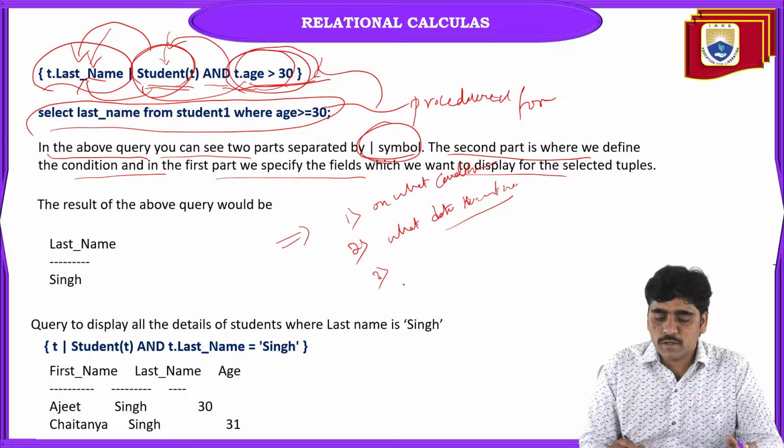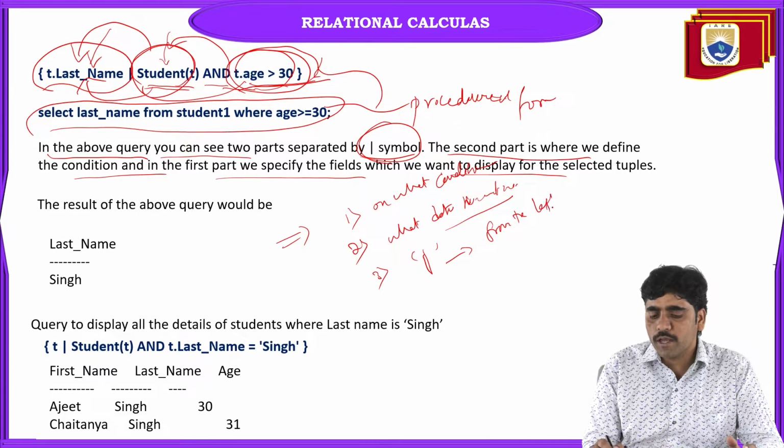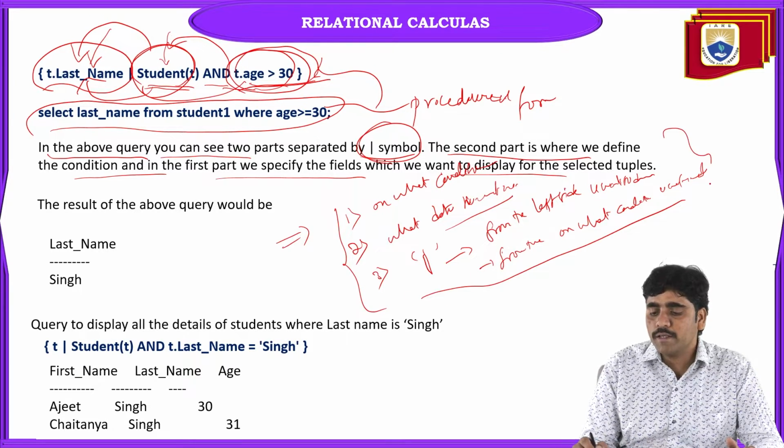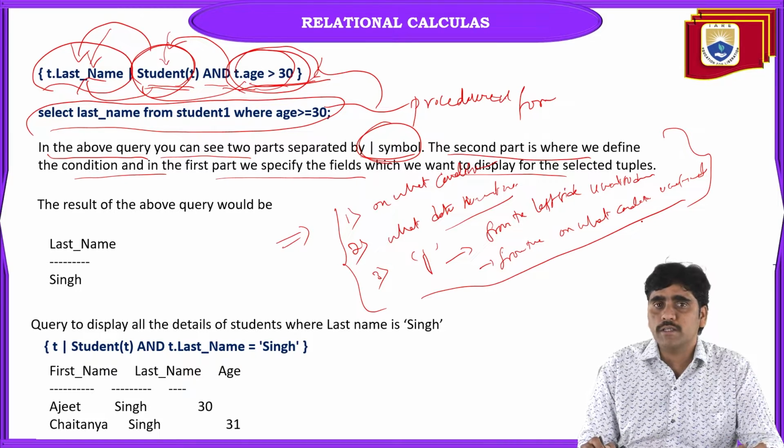And the third one is that you are separating with the bar symbol. From the left side of this bar symbol you write what you want to display, and from the right side you write on what condition you want to display. So these three points you have to remember when writing relational calculus queries.